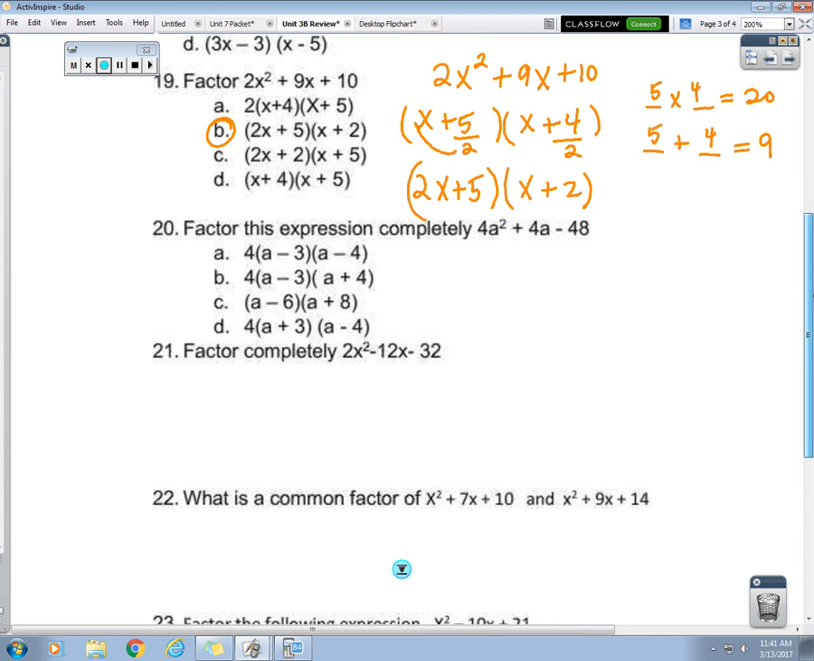Alright, number 20. Same type of question, it's for GCF. Yes. You can divide all three of those by 4, which means it's the GCF. You factor it out. And what trinomial remains when you factor out? Correct. A squared plus 1a minus 12. But then you have to factor it with the bubble method by looking for two numbers that multiply to negative 12 and add to 1.